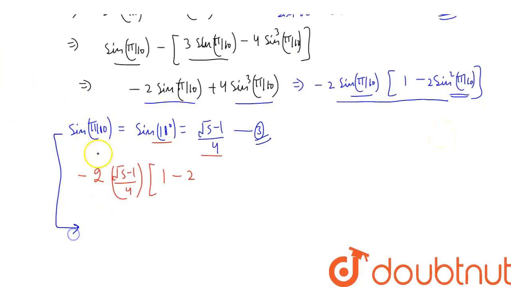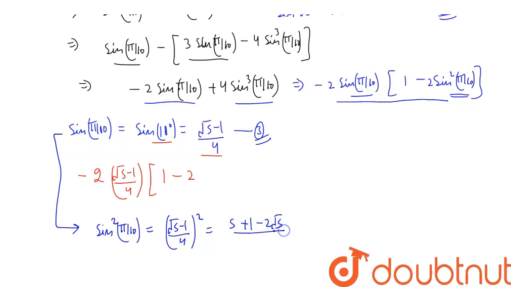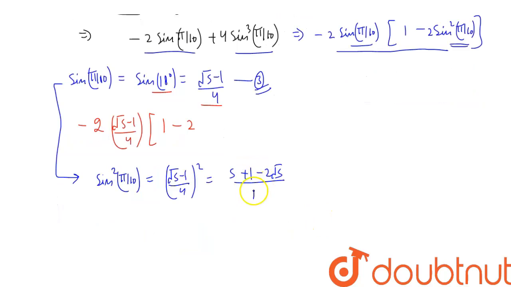So from this, if we square this thing, from this third equation we get the value of sine square pi by 10, and that would be equal to (root 5 minus 1 by 4) whole square, like this. So if we solve this, then we get root 5 square, that is 5, plus 1 minus 2 root 5, by using the (a minus b) whole square identity, and in the denominator we get 16.